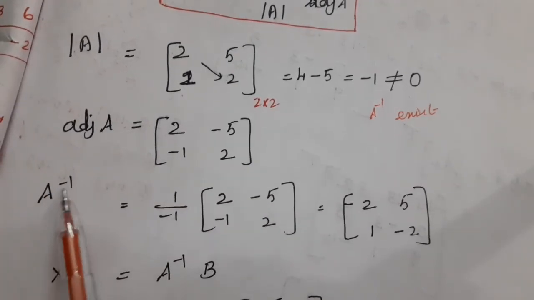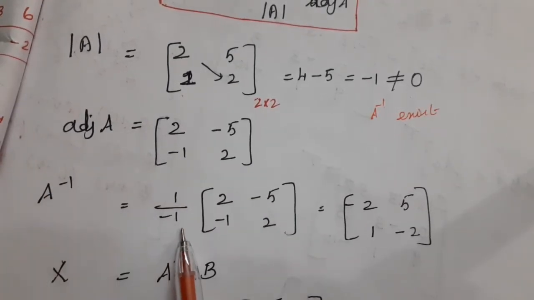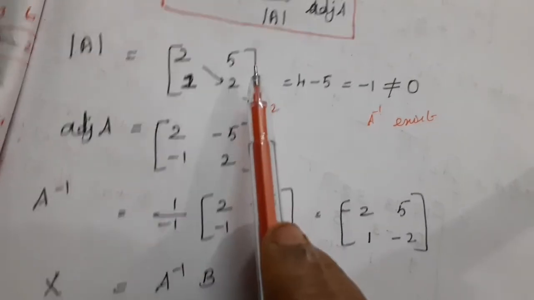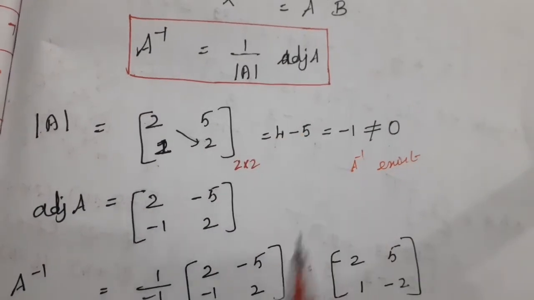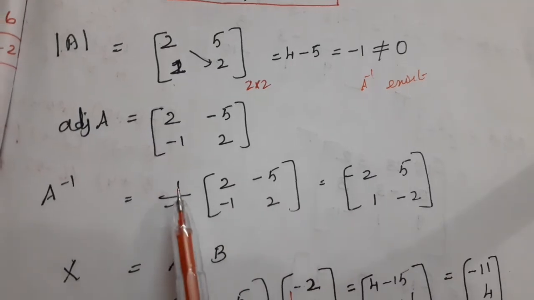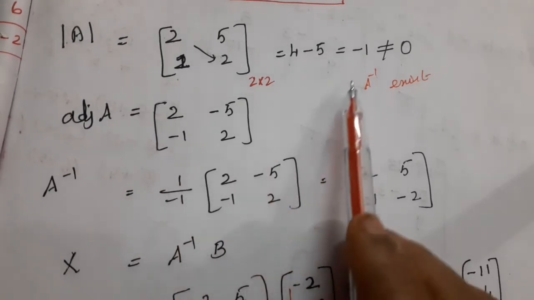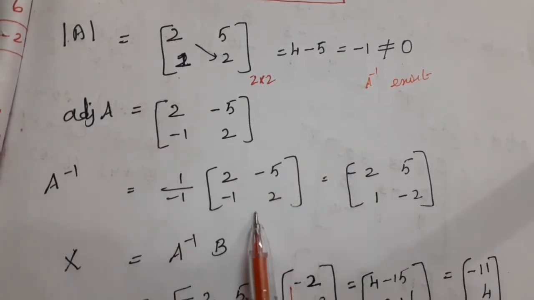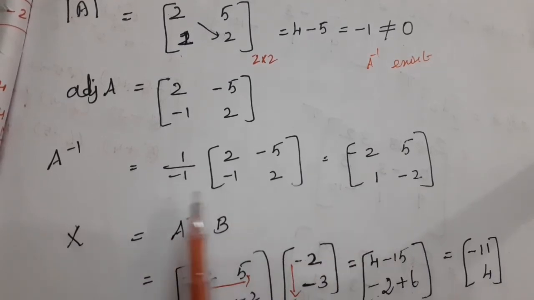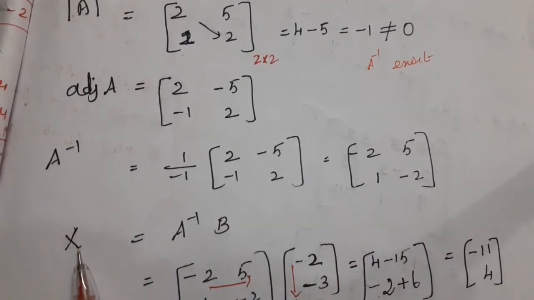What is our A inverse? A inverse is equal to 1 by determinant of A into adjoint of A. You substitute the value: 1 by determinant of A, which is minus 1, into adjoint of A. So multiplied with the minus 1, we get A inverse.